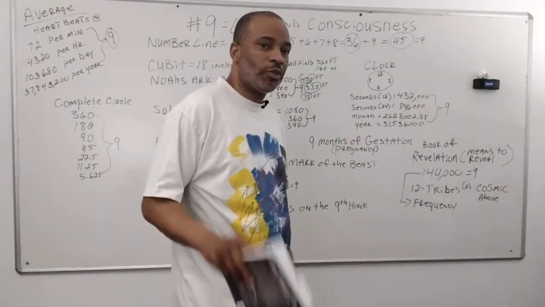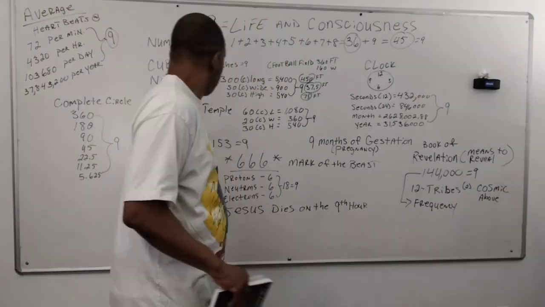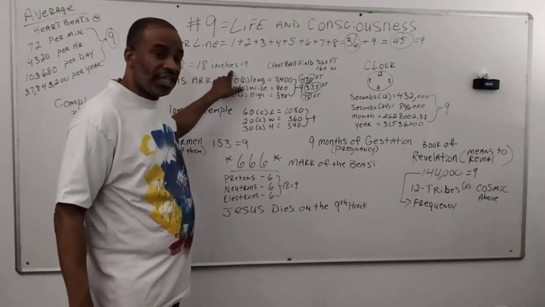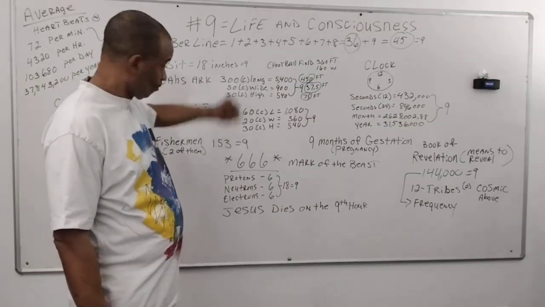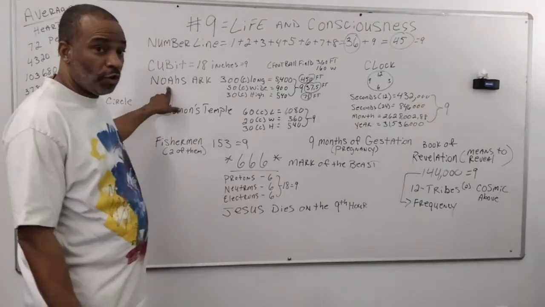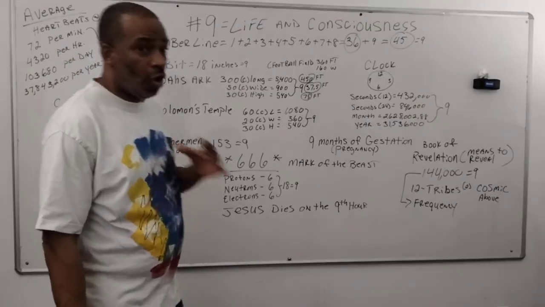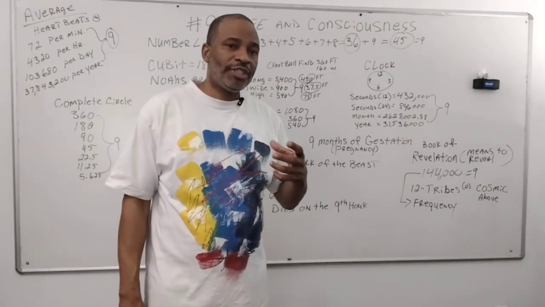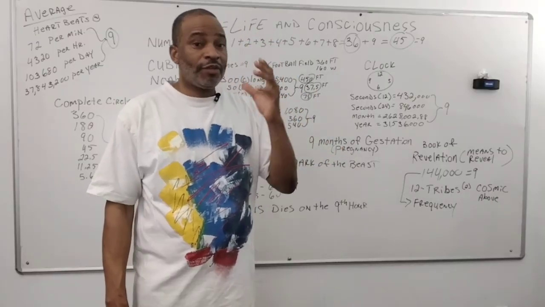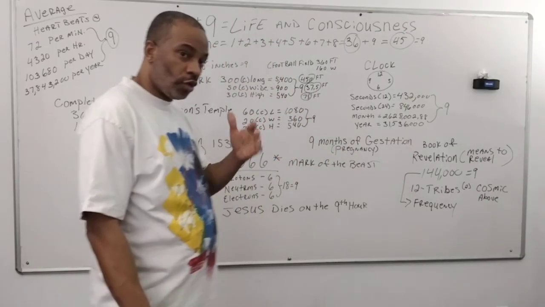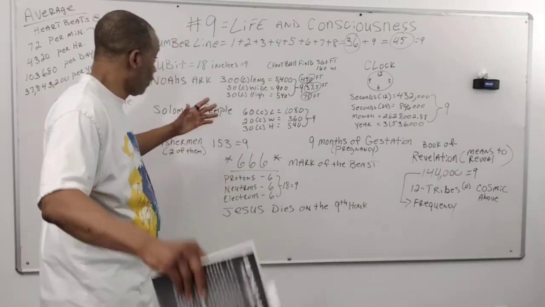So everything in the Old Testament was measured in cubits. A cubit is 18 inches. Again, 1 plus 8 is 9. Noah had to build the ark. The ark, esoterically, is representing your brain. Your brain is the Ark of the Covenant. But for the sake of the story, we're going to go with the story, okay?